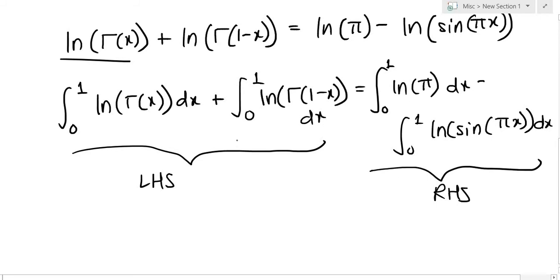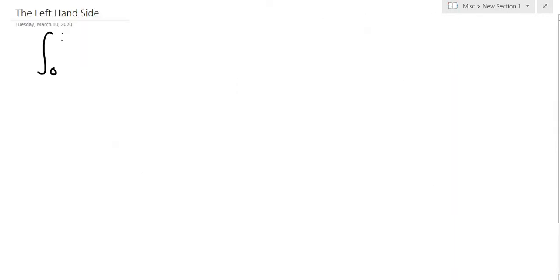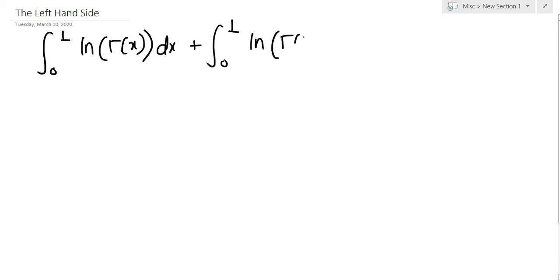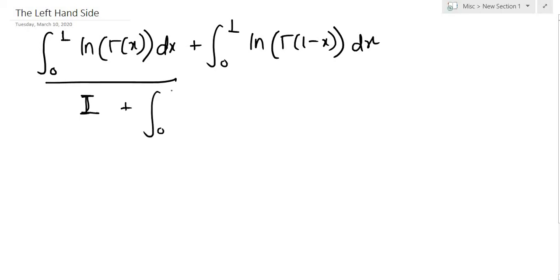First let's look at the left hand side. On the left hand side we have the integral from 0 to 1 of the natural log of gamma of x dx, plus again the integral from 0 to 1 of the natural log of gamma of 1 minus x dx this time. Well, we know what the first part is, right? We defined it earlier to be I. But now what is this? The integral from 0 to 1 of the natural log of gamma of 1 minus x dx.